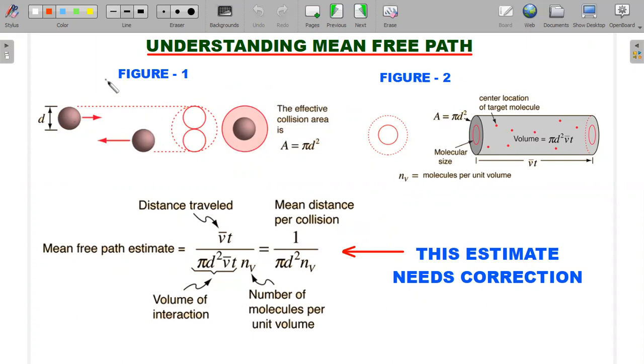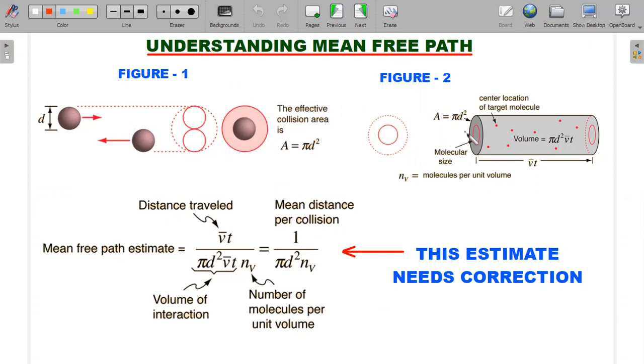In figure one, as you could see, when two molecules are going in opposite directions, they are about to collide only if the gap between them lies within this particular radius. From the side view, there will be a sphere of collision, and that sphere will have a radius equal to the diameter of each molecule. If the molecules are farther apart than that, they won't collide. So the effective area of collision is pi r squared, where the radius is nothing but the diameter of each molecule. That's why pi d squared becomes a very important part of the mean free path.